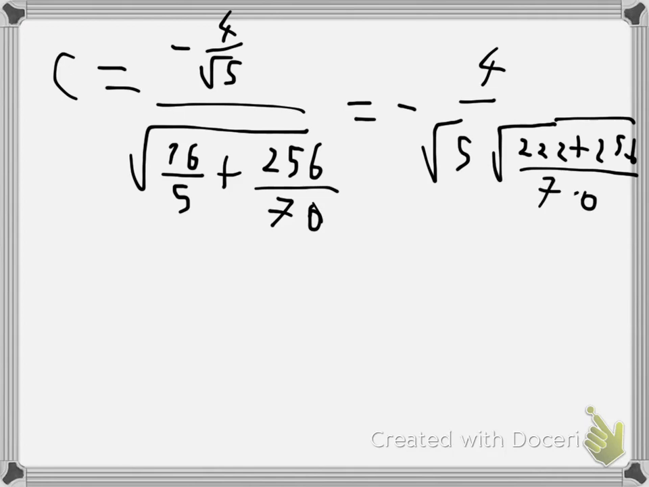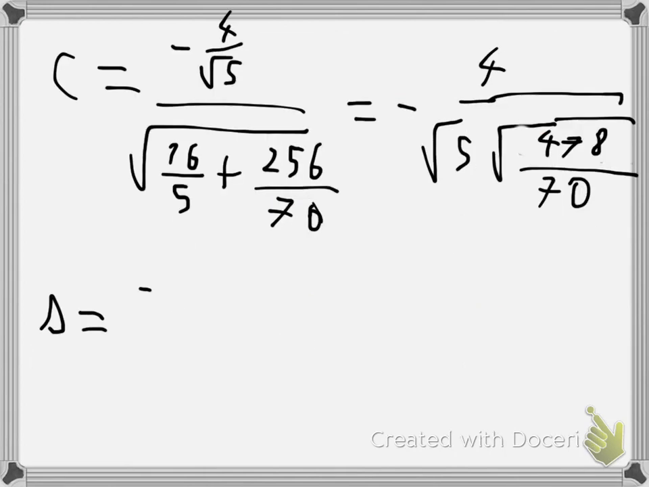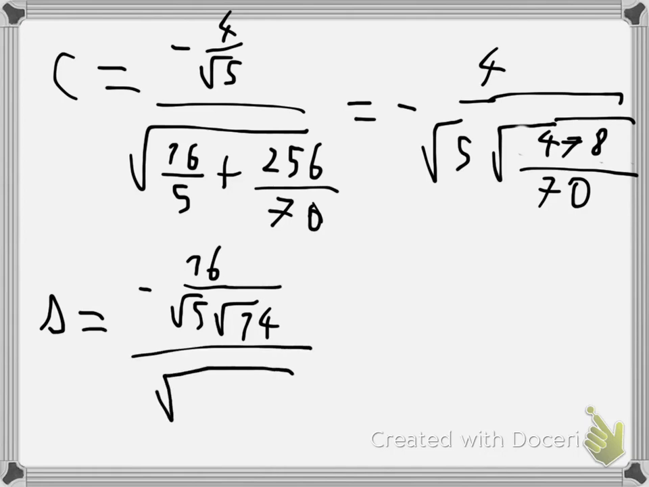Okay, or just 478. 478. Okay, and our sine will be negative 16 over square root of 5 times square root of 14 over the square root of 478 over 70. Okay?